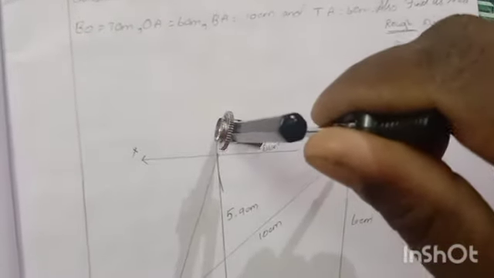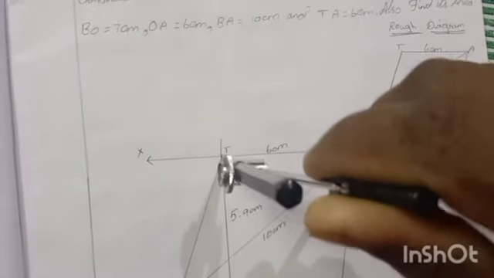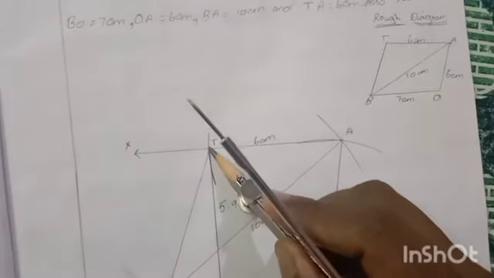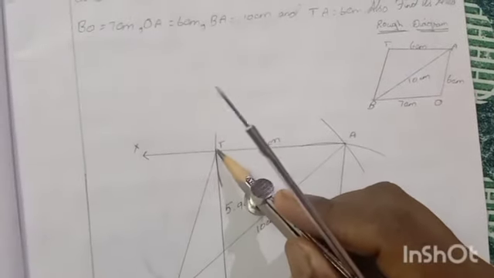Then with A as center, draw an arc on that parallel line. You have to draw this arc. Then you have to mark this intersecting point. Mark this point and give it the name T.